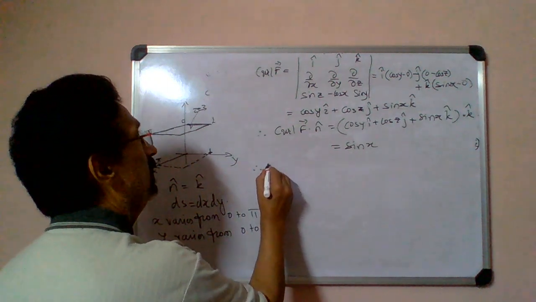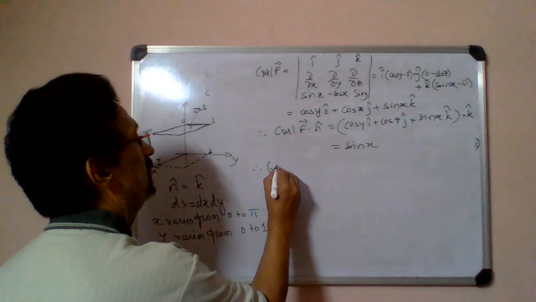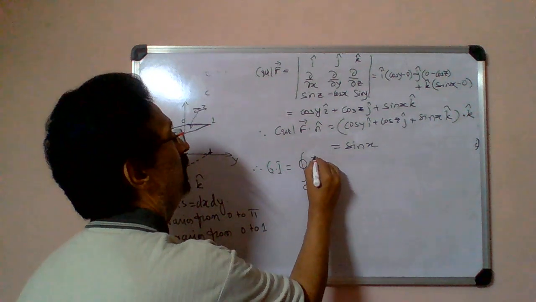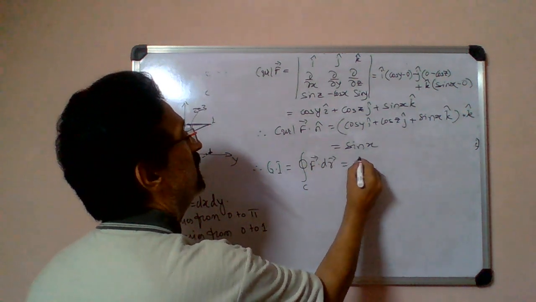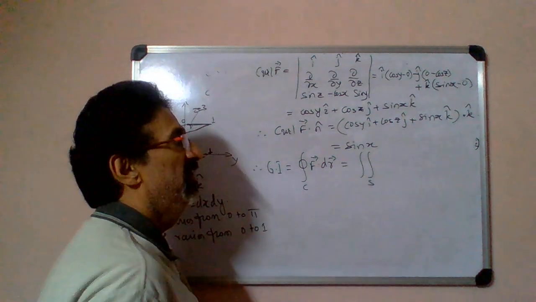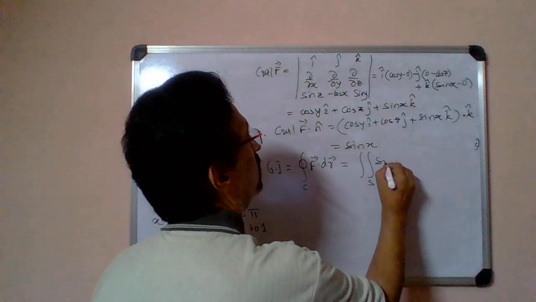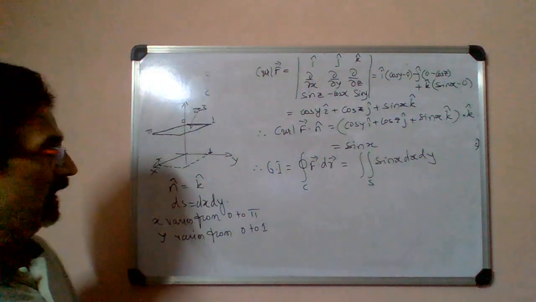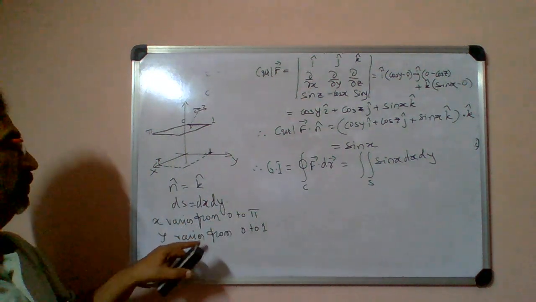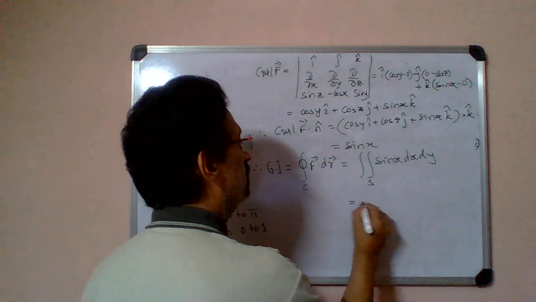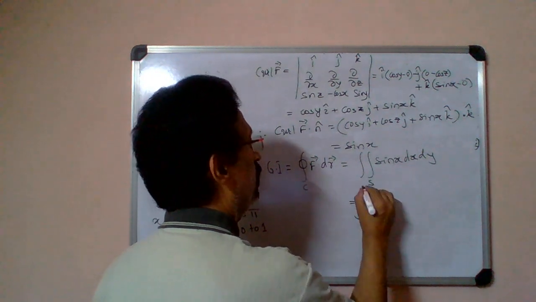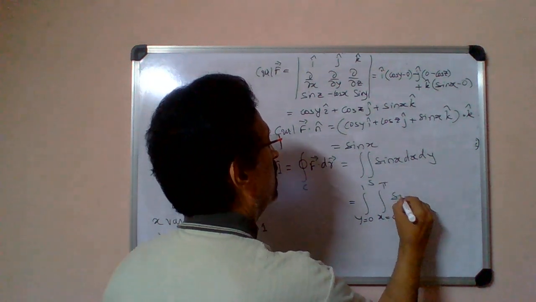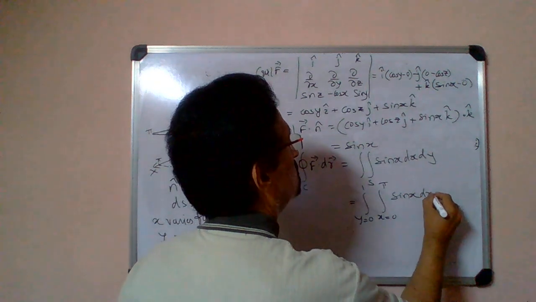Therefore, the given integral is equal to the integral over closed curve C of f bar dot dr bar, which is nothing but the double integral over S of curl f dot n cap, which is sin x, ds is dx dy. And I know the limits also now. X varies from 0 to pi, y varies from 0 to 1. So this will be equal to y from 0 to 1, x from 0 to pi, sin x dx dy.